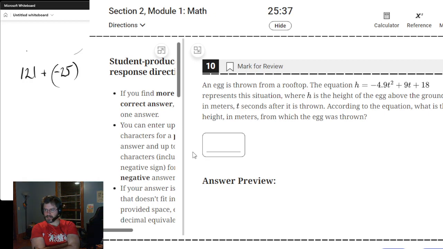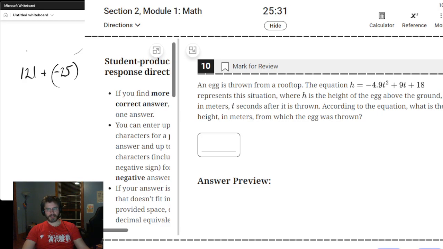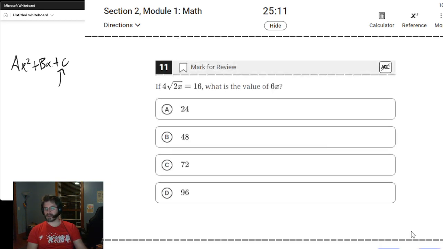So according to the equation, what is the height from which it was thrown? That's another way to say that we want the y-intercept. So if we want the y-intercept, we should know that that is the c value of any quadratic. So in the formula ax squared plus bx plus c, the c value is the y-intercept, or the beginning value. So 18 will be our answer.